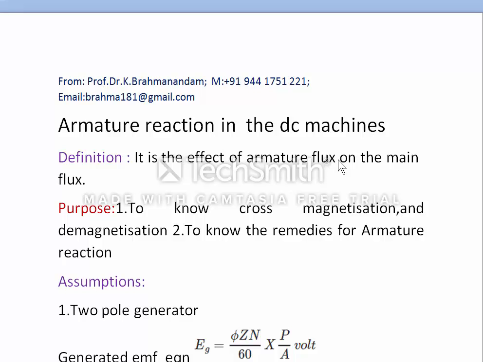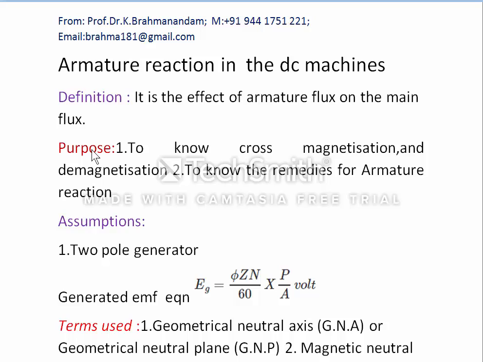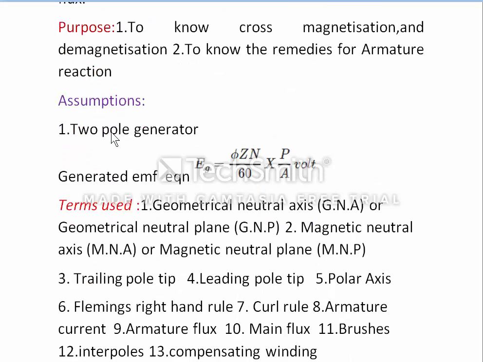What is the definition of the armature reaction? It is the effect of armature flux on the main flux. What is the purpose of it? To know the cross magnetization and demagnetization effect. Next, to know the remedies for the armature reaction.